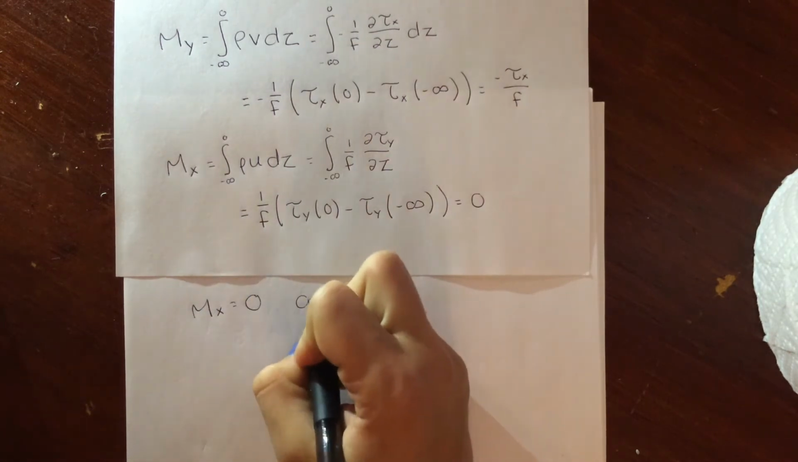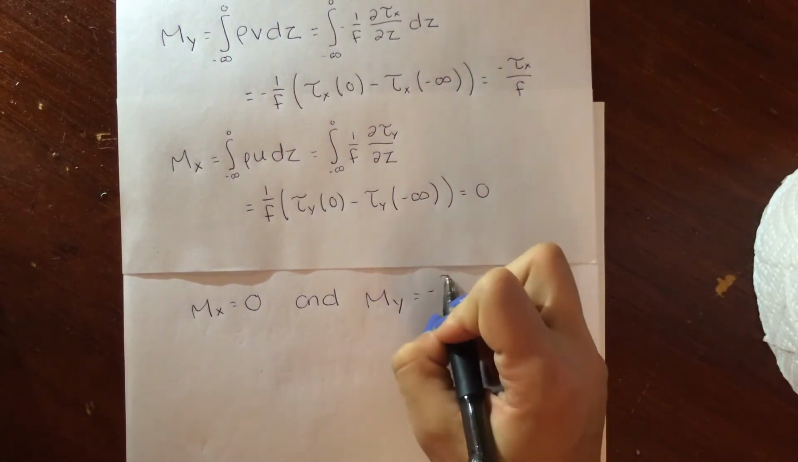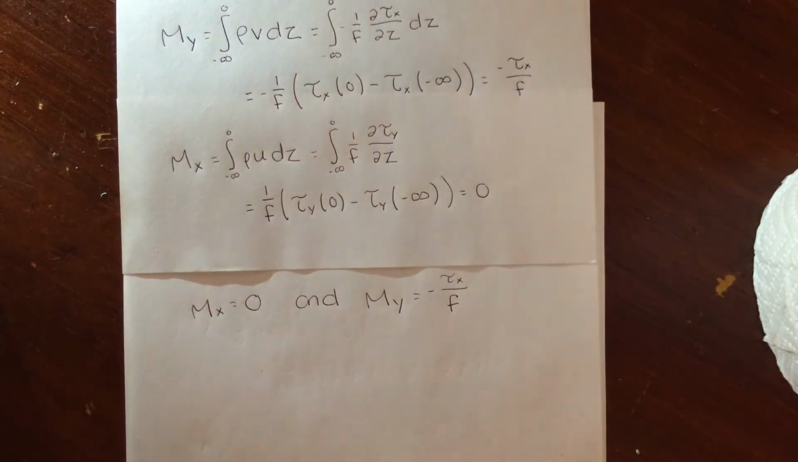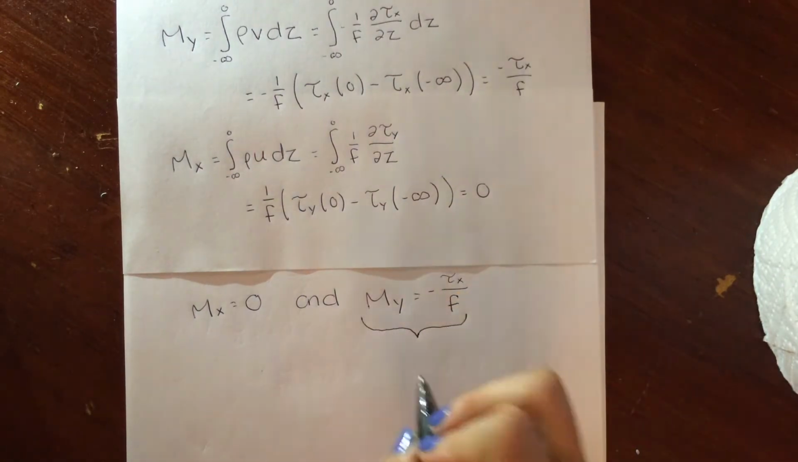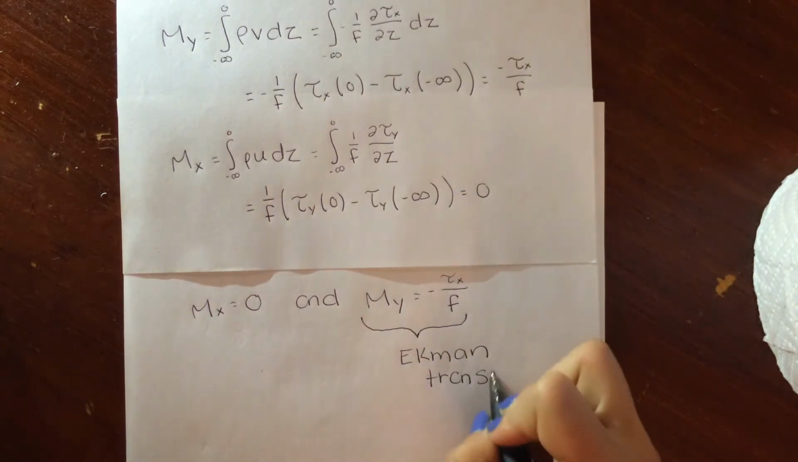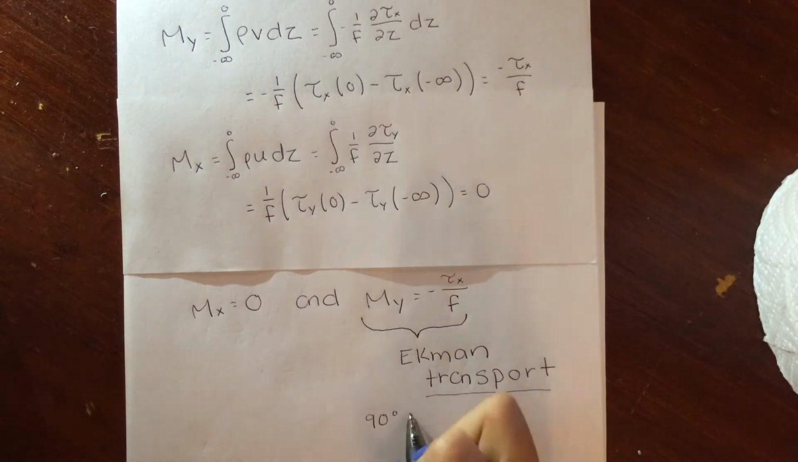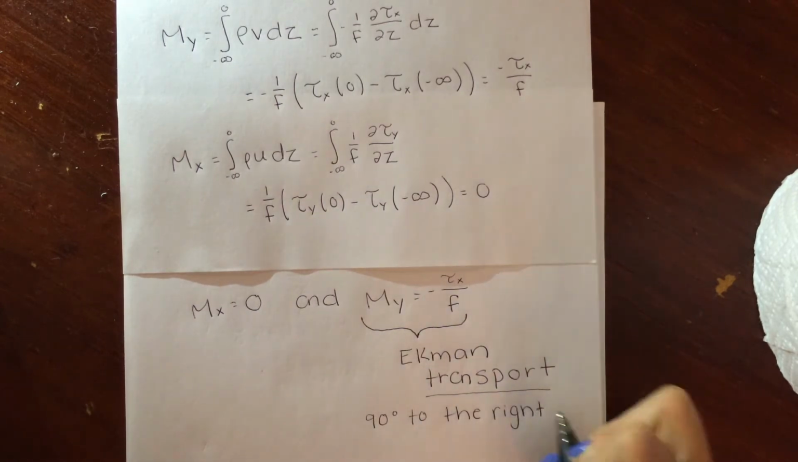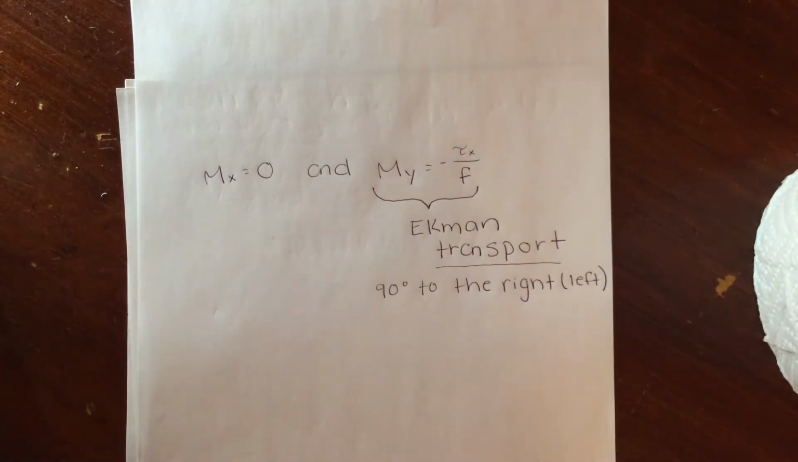And so we have My, the net effect of Ekman in the y direction, is equal to negative tau x over f. And in the x direction, the net effect is 0. This is Ekman transport, and we can see here that wind stress in the x direction only acts to move water in the y direction. Therefore, our overall transport works to move waters 90 degrees to the right of the wind stress in the northern hemisphere and 90 degrees to the left in the southern hemisphere.